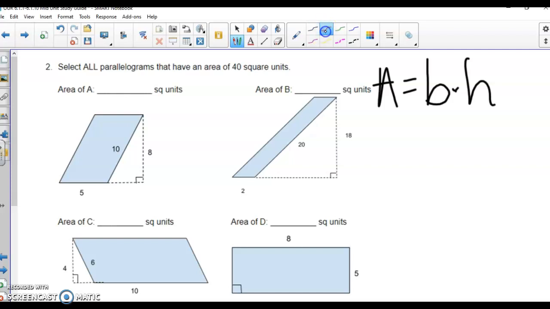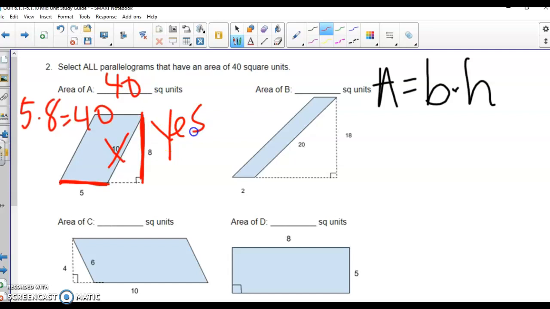Okay, so here we go. We're going to find the base, 5, and the height, 8. You're not going to use that 10. That's a distractor. We're just looking for the base and the height. So for this part A, we're looking for 5 times 8, and that is 40. Yes, that is 40, so yes.